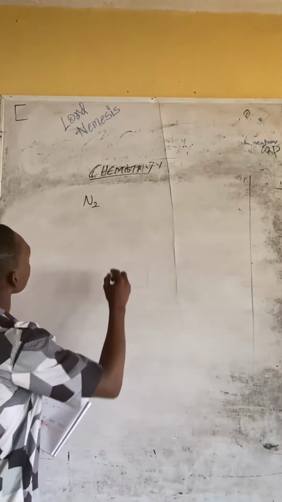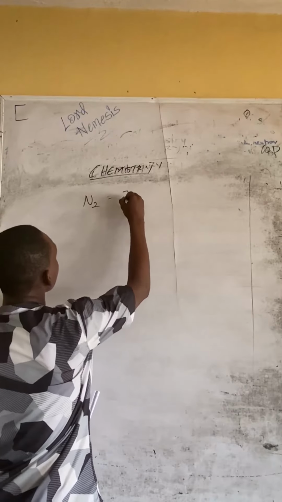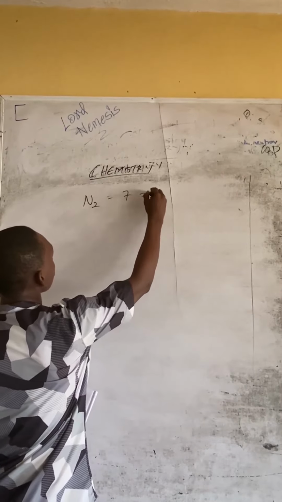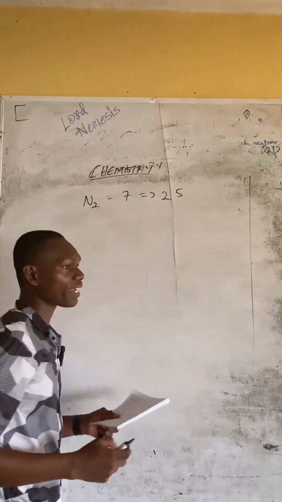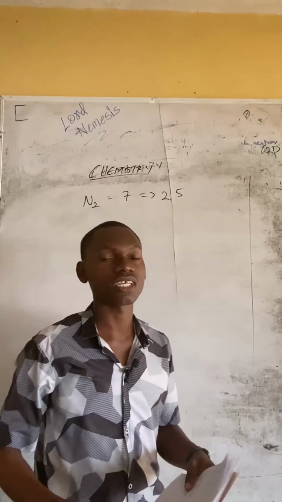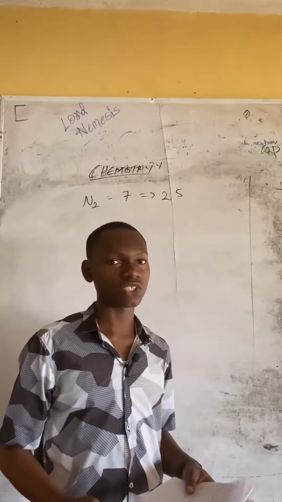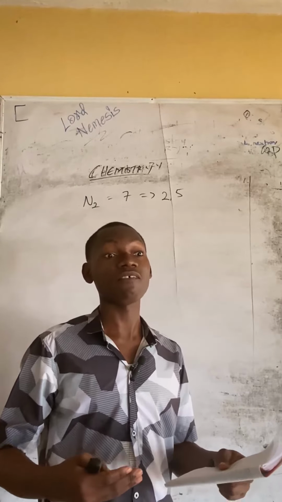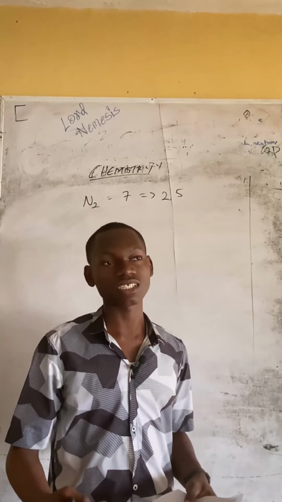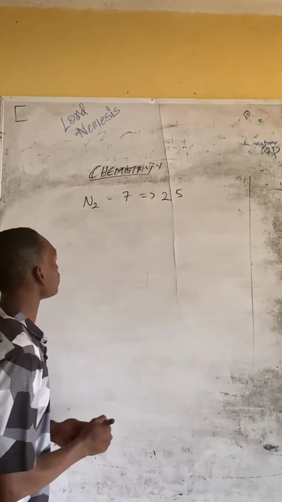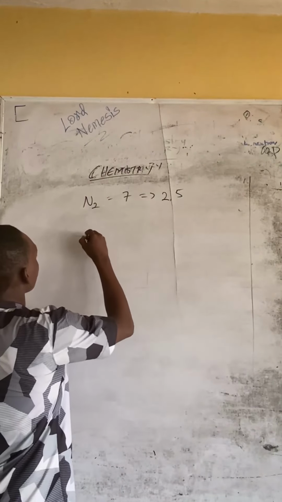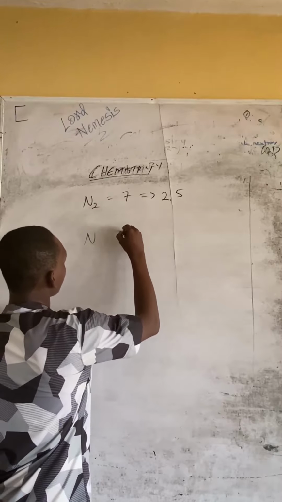Now let's see, the atomic number for nitrogen is 7, and we know the electronic configuration is 2, 5. So it means nitrogen has 5 electrons in its outermost shell that will be involved in bonding, right? In covalent bonding with the second nitrogen atom. So what we simply do is we draw the 2 nitrogen atoms involved.